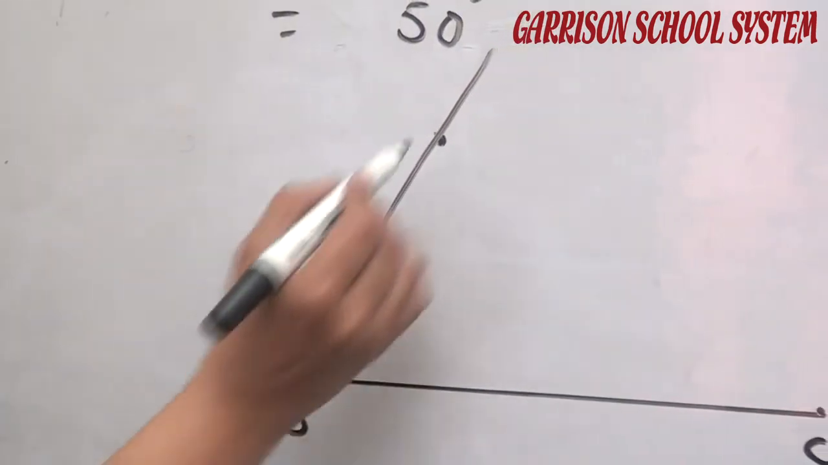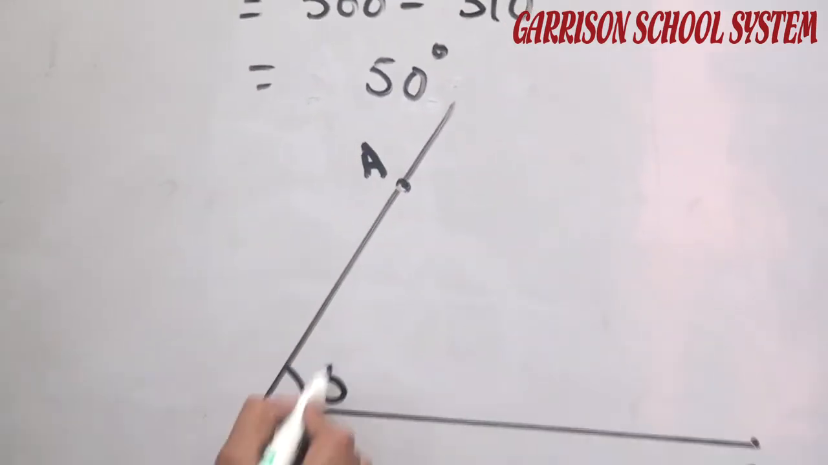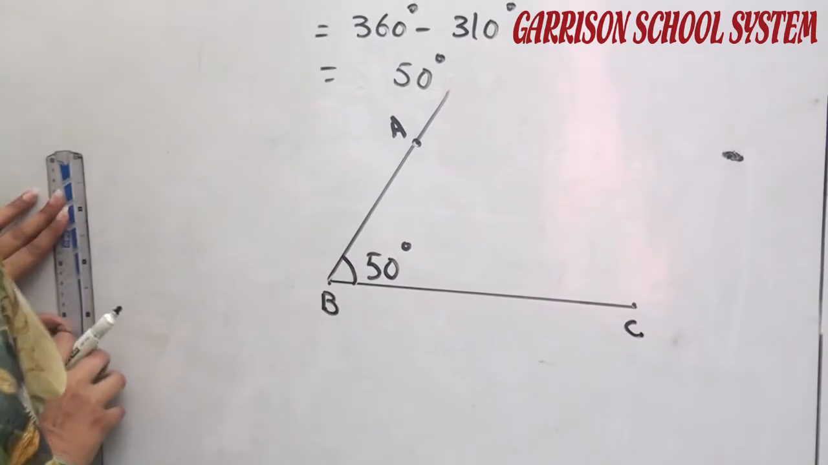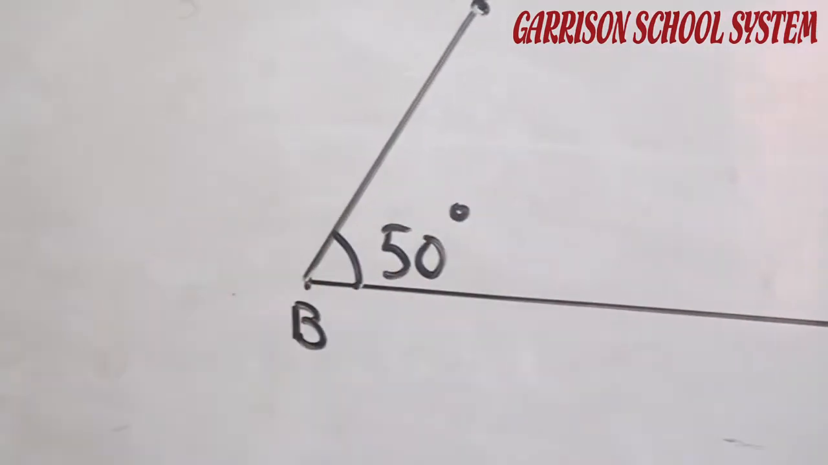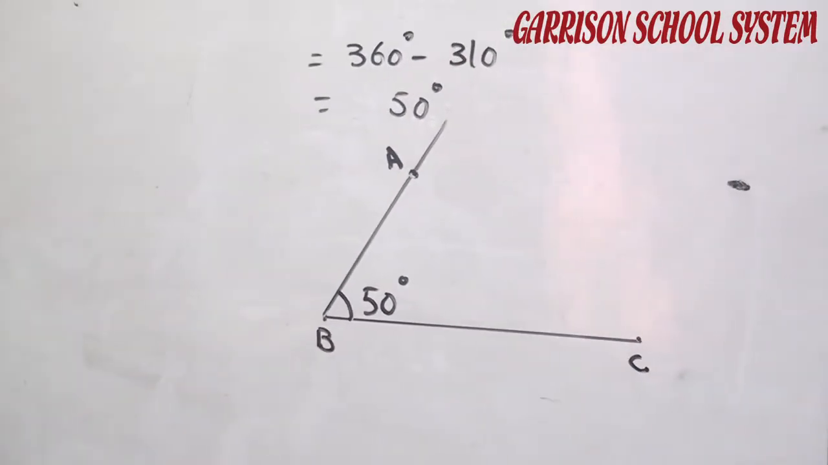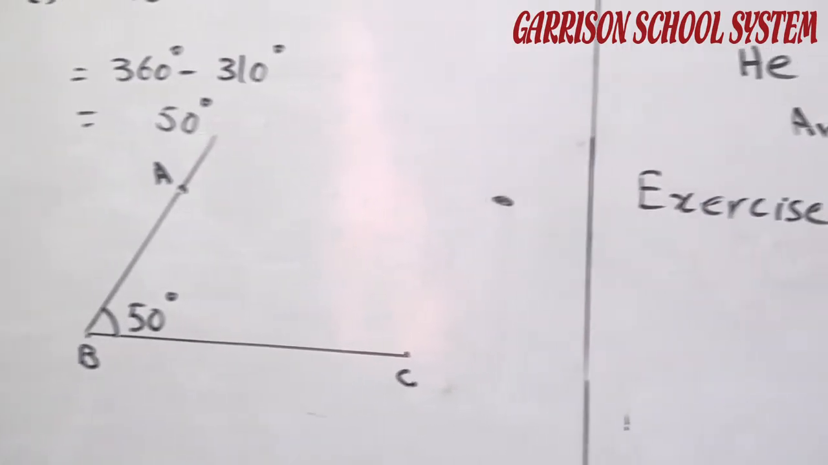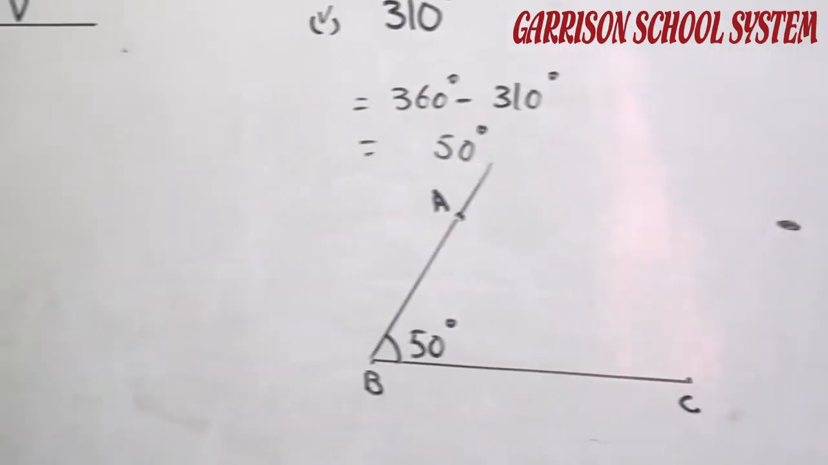in this way. So we can call this point A, and I am going to write here 50 degrees. The angle is done of 50 degrees. In this way, the remaining questions you can do by yourself. Come to exercise number 26.